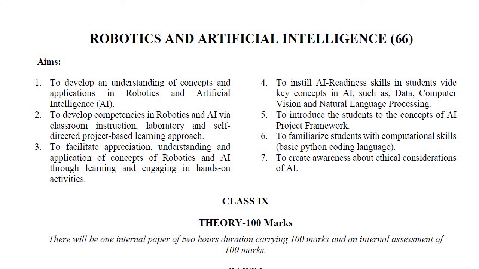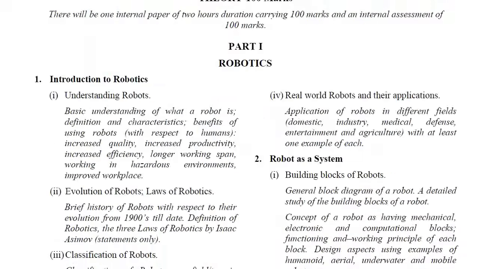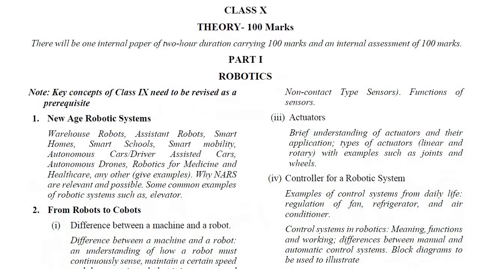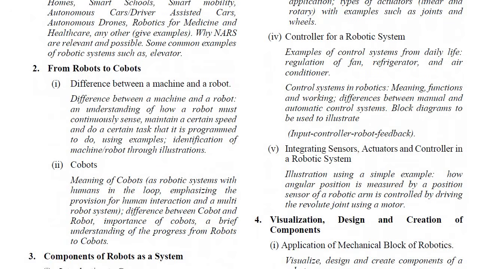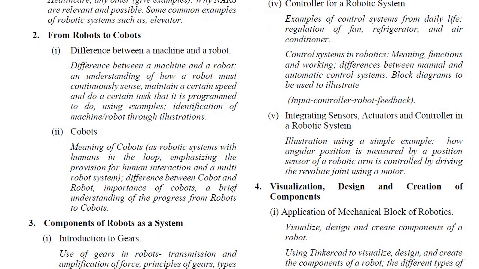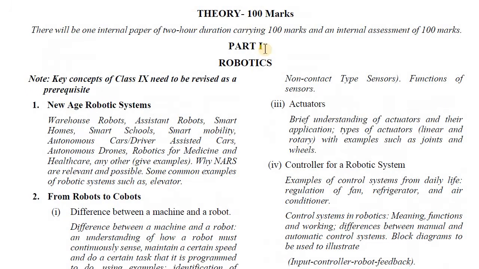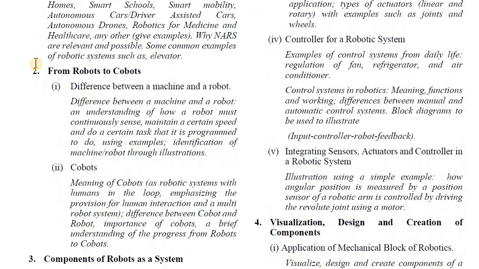Hello students, so today we will be covering Robotics and Artificial Intelligence course 66, the ICSE curriculum for grade 10, and in particular today we will be talking about this part of the syllabus. You see, part 1 is robotics and the second chapter is how do we travel from robots to cobots. How did the concepts emerge? What was the need and all that?